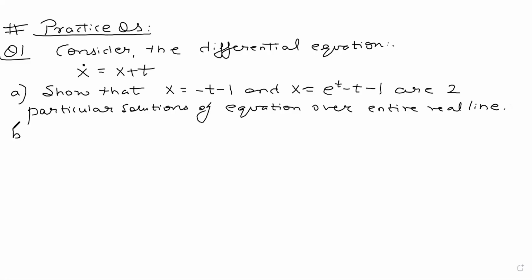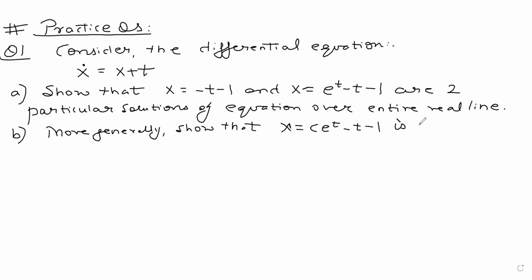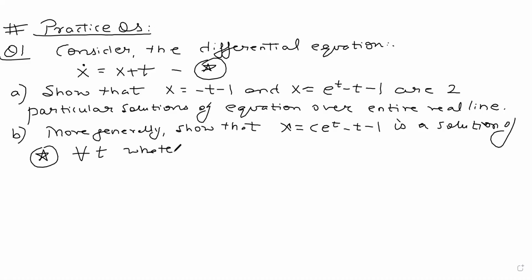Okay, then part B asks us more generally, show that x, which is equal to c e to the power t minus t minus 1, is a solution of, let me call this equation star. It is the solution of star for all values of t, whatever the choice of the constant c.